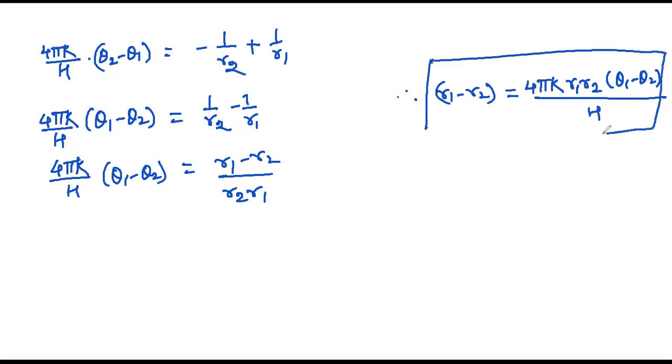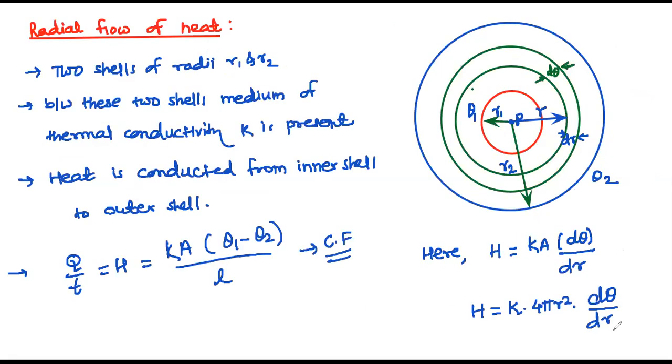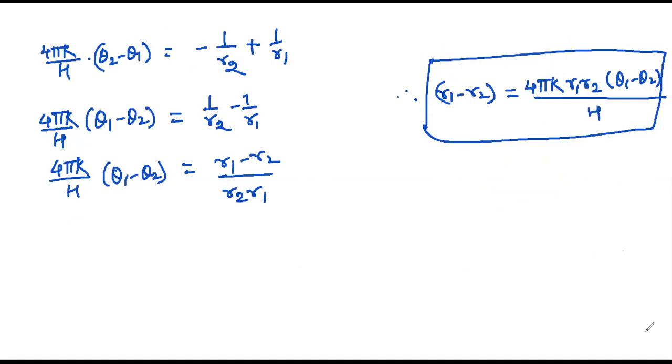If you get this formula, you can solve any type of problem on this radial flow. It is very easy. Just integration, which you might already have learned in the straight line integration part. So there are two shells of radii r1 and r2, and the heat is flowing radially. That is what this experiment is about. So just use a common formula, with d theta and dr, and take integration. You will get the formula for this. Clear? So note down this, and let's stop here.